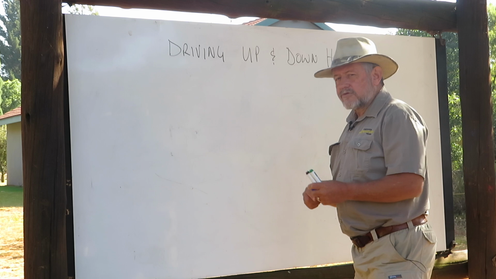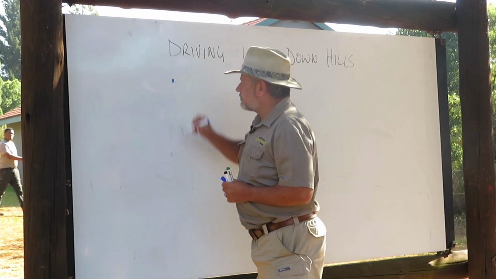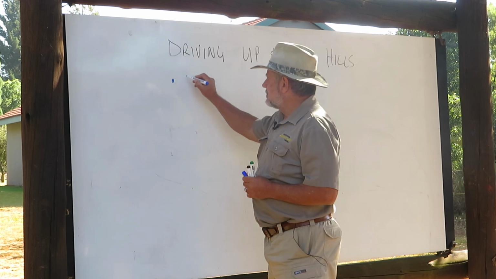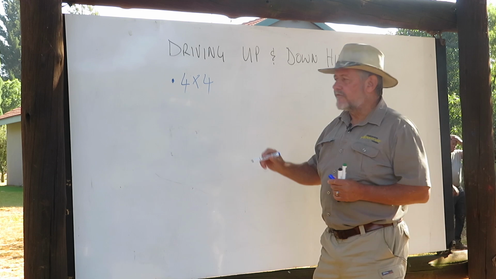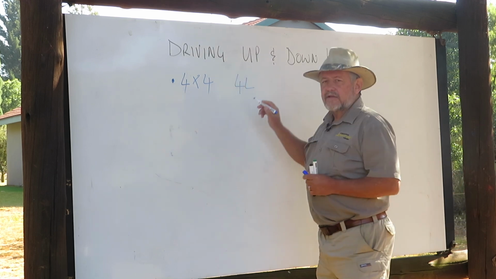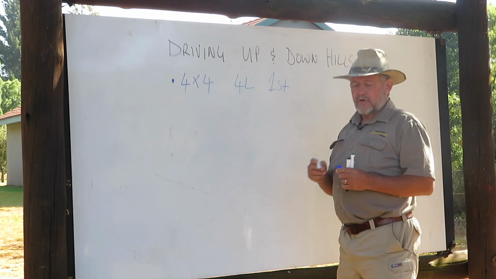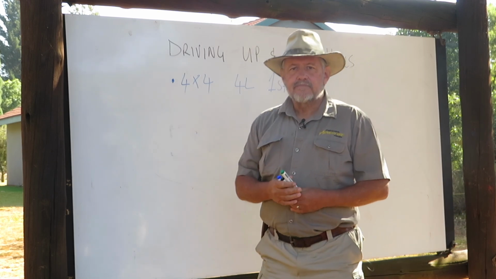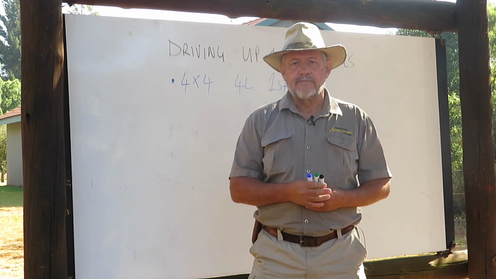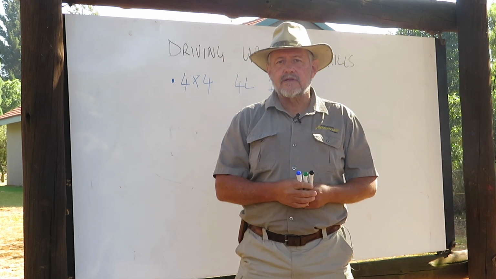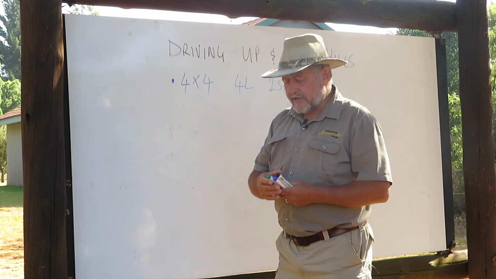When we look at driving uphill, we're going to take the following in consideration. First thing, four-wheel drive needs to be engaged, so we're going to be in 4 low and preferably starting in first gear if you are driving a manual vehicle. If you're driving an automatic vehicle, then we're going to be in drive for today. Now that's the first thing that we're going to check on the vehicle, is that we've got the right selection going.